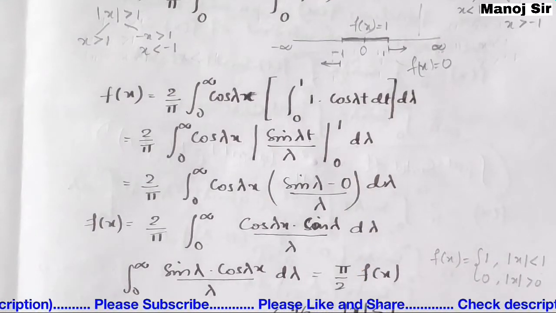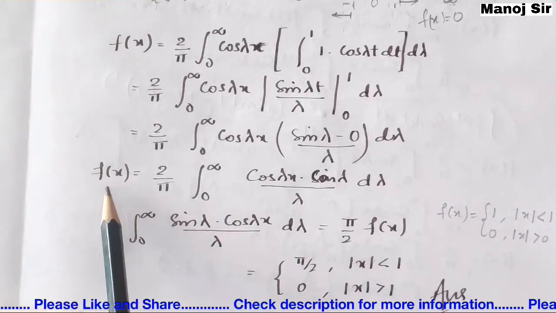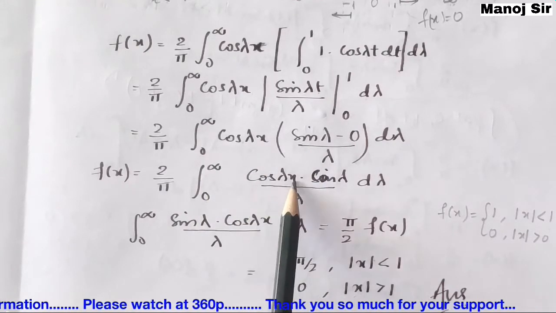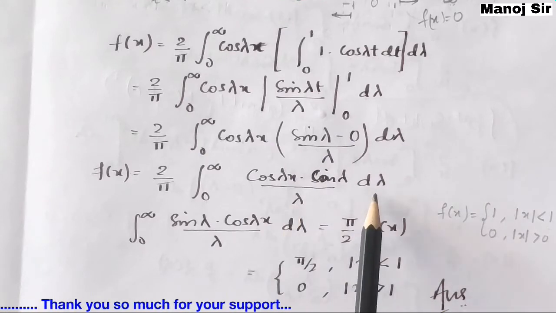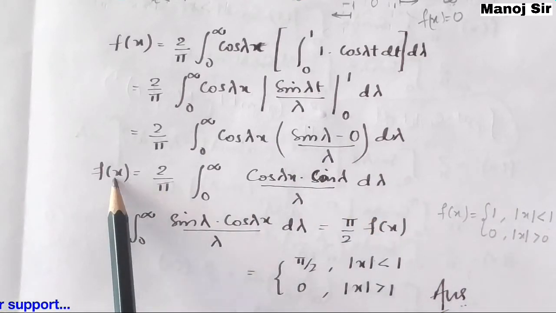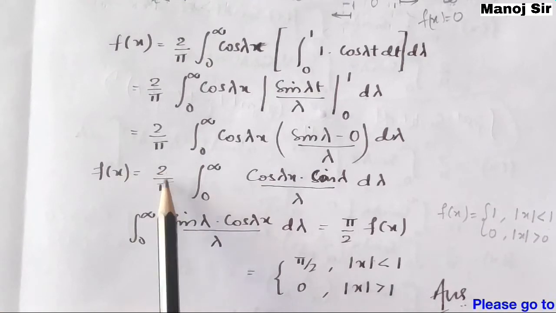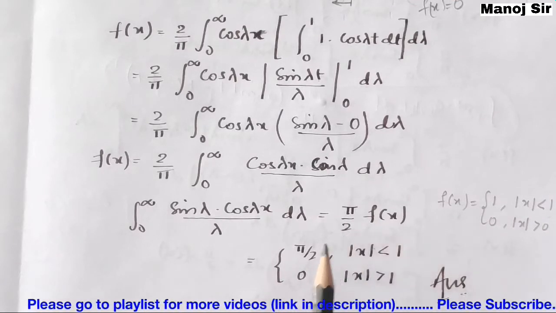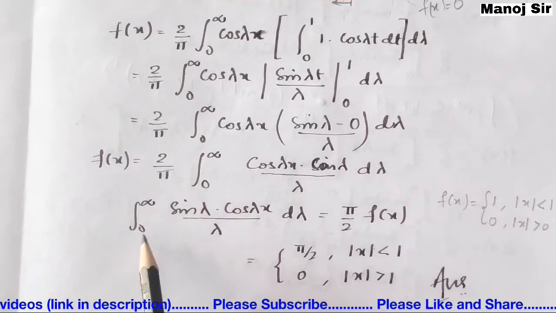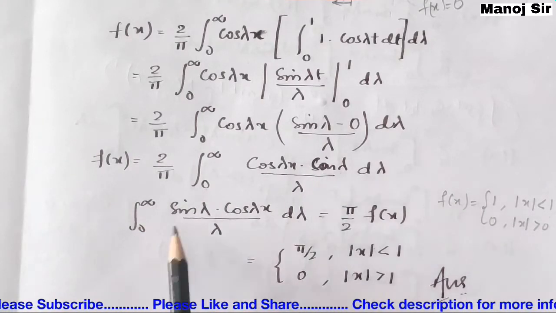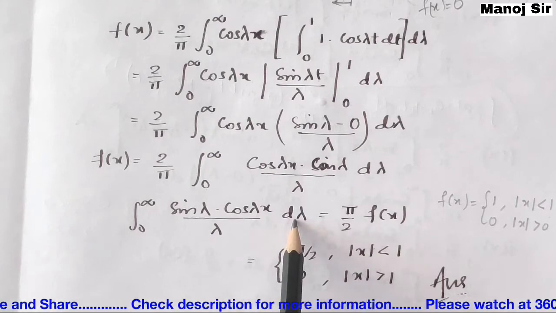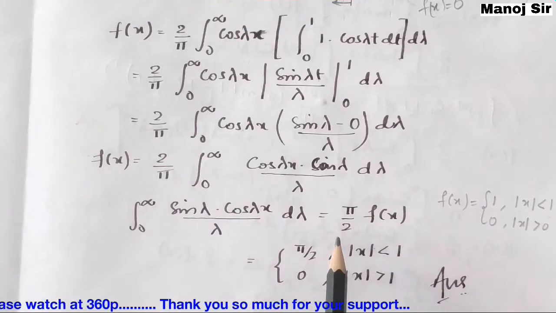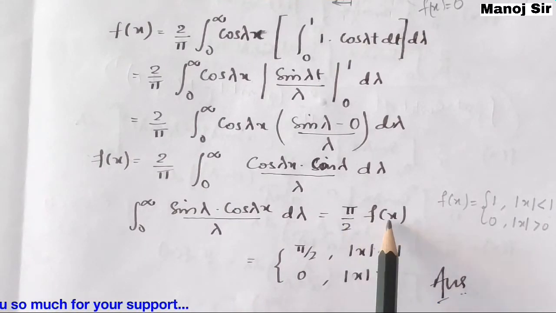So on opening this bracket you will get f of x equals to 2 upon pi integration 0 to infinity, multiply both, that is cos lambda x into sin lambda upon lambda d lambda. Now this is f of x. Now if you take this 2 upon pi to the left hand side, this will become pi upon 2, that is this part, integration 0 to infinity sin lambda into cos lambda x upon lambda d lambda. This equals to, simply take this here, this pi will be multiplied and 2 will be in division, so pi upon 2 f of x.